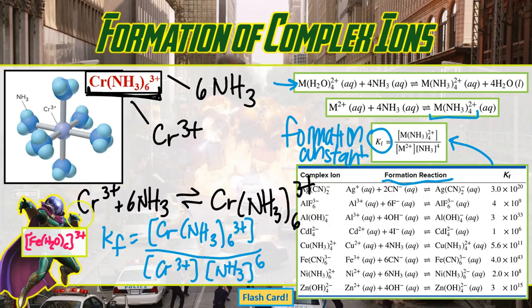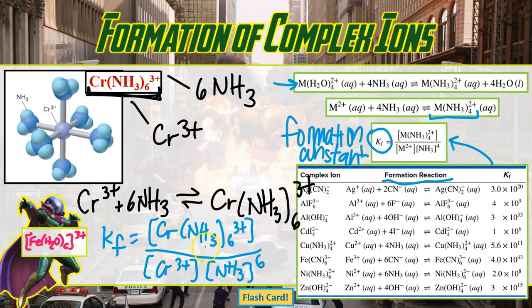With my formation reaction complete and everything balanced, I now can go ahead and get my formation constant, and my Kf is going to equal my products divided by my reactants. So I have Cr(NH3)6 3+ as my product divided by Cr3+ as one of my reactants, and then NH3 raised to a power of 6.